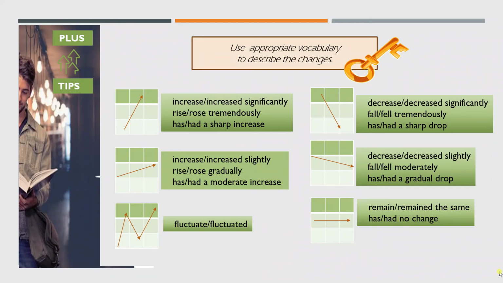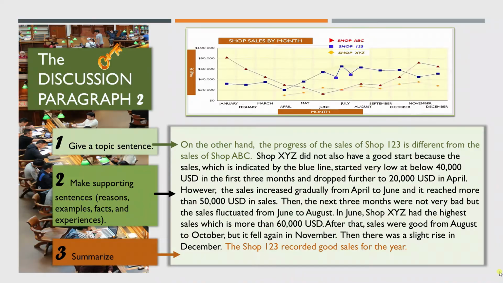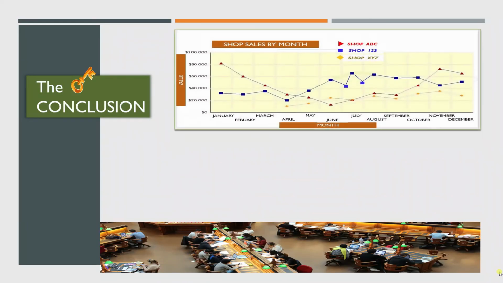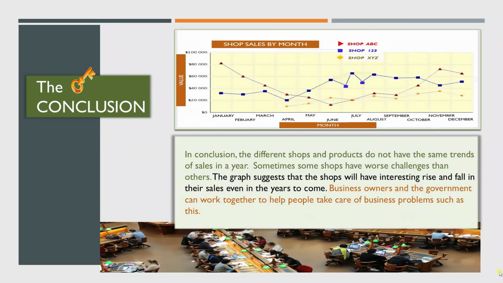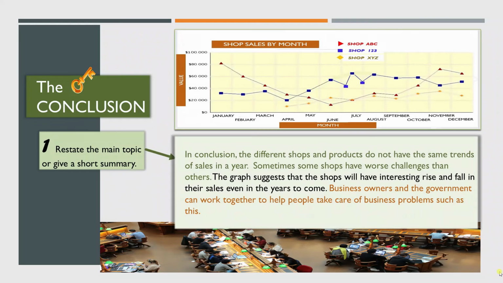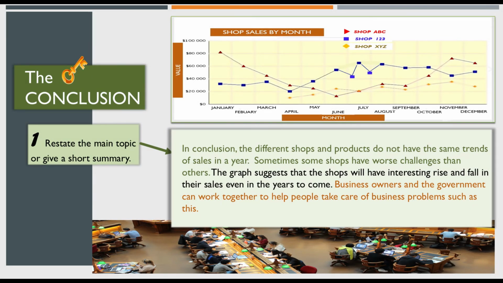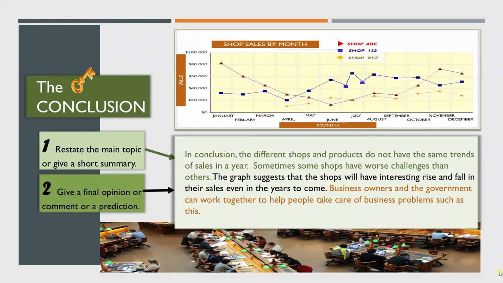Finally, the last paragraph in the essay is the conclusion. A good conclusion has a summary. Simply restate the main idea in the introduction. Likewise, a good conclusion gives a final opinion or a prediction. Lastly, you can include a recommendation or suggest an action for your readers. Now you can read the whole essay.